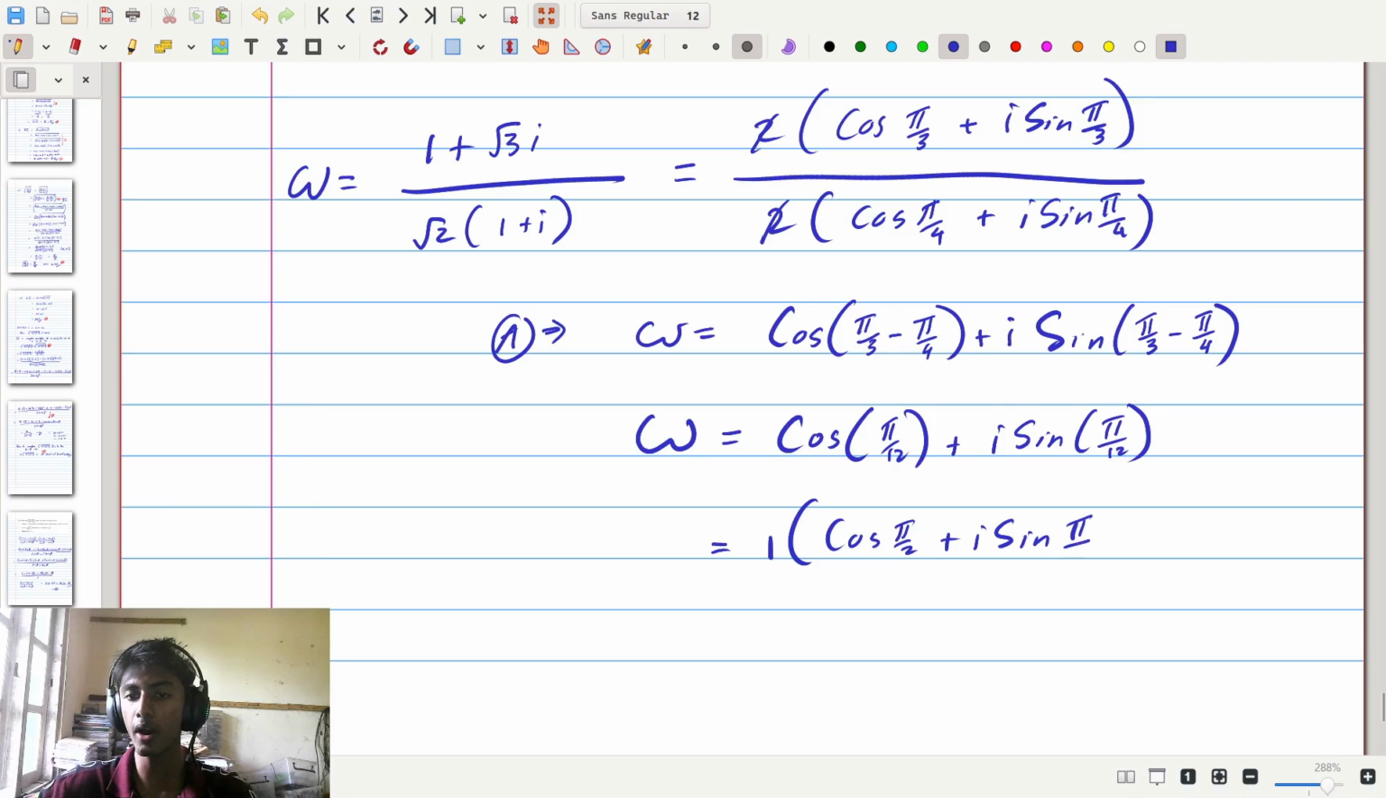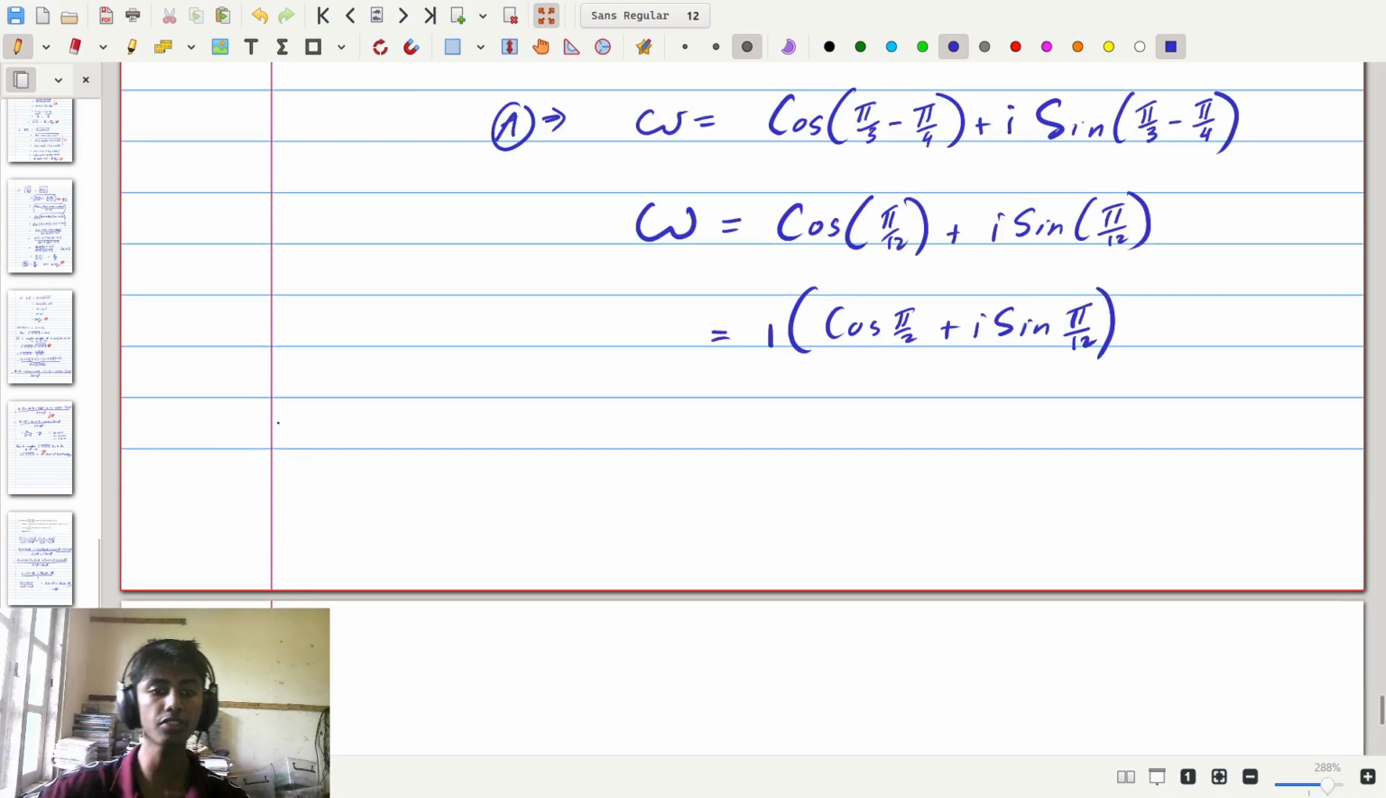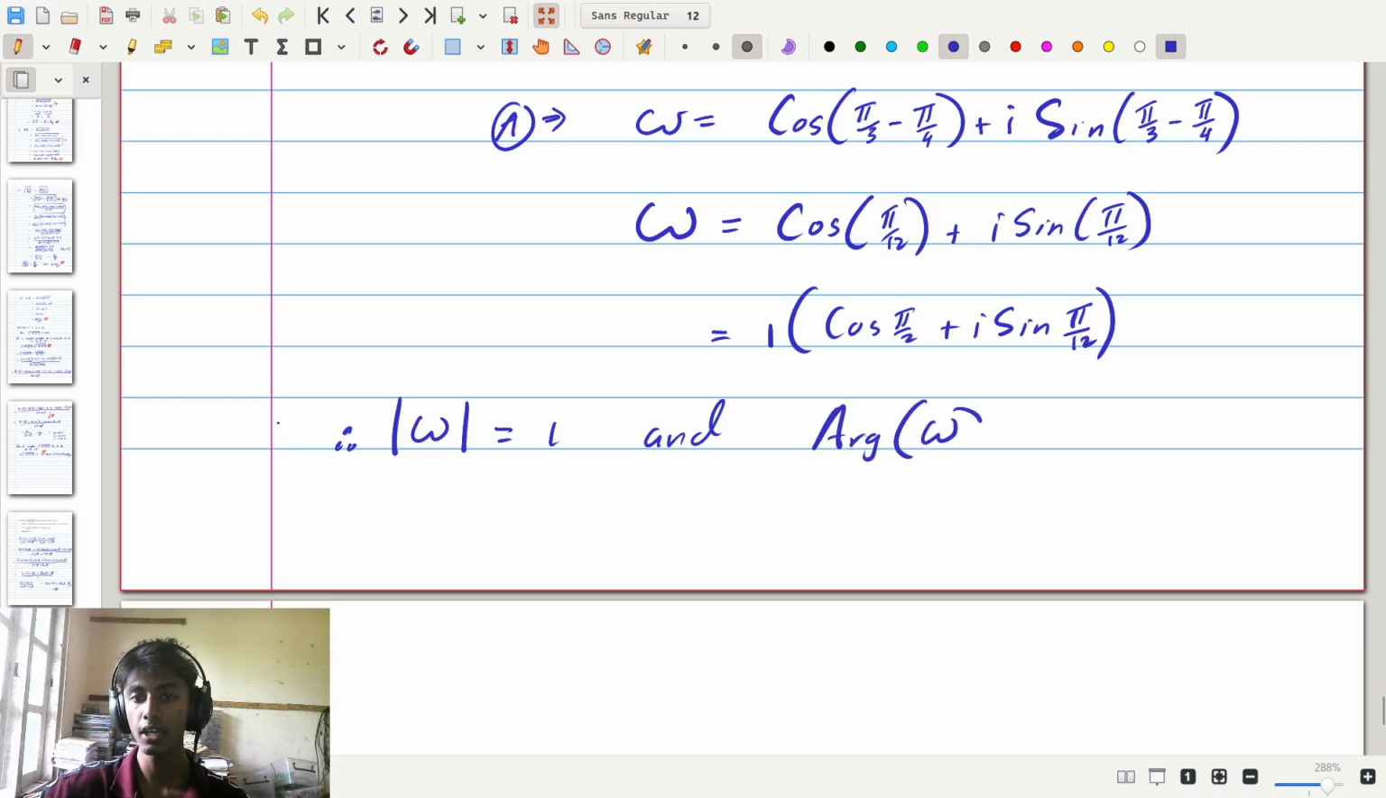Now the reason I added this 1 is because it makes it very clear that the size of this number omega is equal to 1. The modulus is equal to 1. Now from this we can say, therefore, modulus of omega is equal to 1 and arg omega, the principal argument, is equal to the angle in between negative pi and pi inclusive that is substituted into the cosine and sine in this form, which is pi by 12. So therefore, the argument here is equal to pi by 12. And with that, we are done with that part of the question as well.